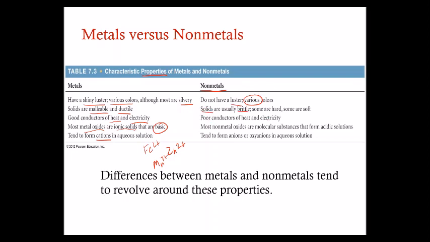Solids are usually brittle. Some are hard, some are soft, and they're poor conductors of heat and electricity. The nonmetal oxides form acidic solutions, so they'll produce H+ in water. Nonmetals tend to form anions or oxyanions. Oxyanions, we're talking about those polyatomic ones, like nitrate or sulfate. Differences between them revolve around these properties and their position on the periodic table.